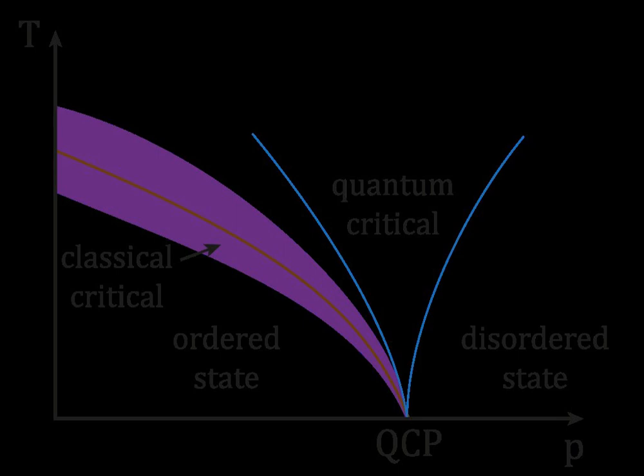For example, the resistivity of a compensated semimetal scales as T² because of mutual scattering of electron and hole. This is known as the Baber mechanism.